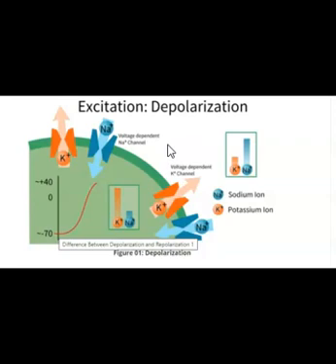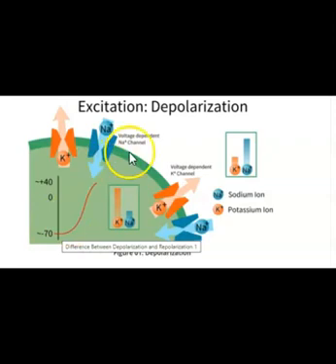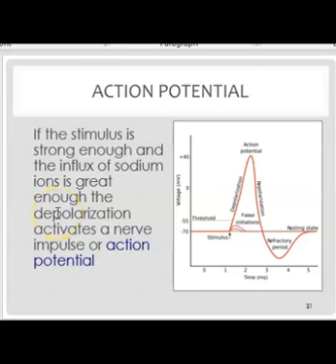So depolarization is going to be sodium coming in and the charge difference between the outside and the inside changing. Instead of the inside being more negative, it is now going to be positive. We went from a negative inside to a positive inside. If the stimulus is strong enough and the influx of sodium ions is great enough, the depolarization is going to activate a nerve impulse, which we call in biology an action potential.